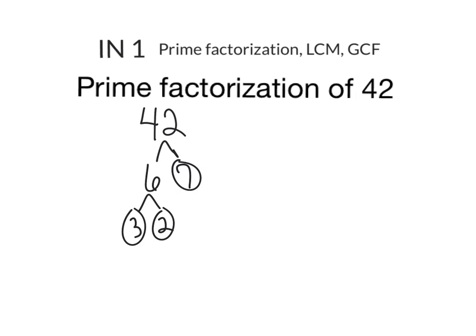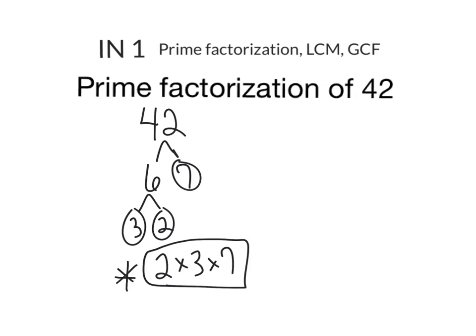Both of those are prime, and the 7 was prime. Now we've done a factor tree, but we've not written our prime factorization yet. So for our prime factorization, we've got to write out the prime factors we found: 2 times 3 times 7. If you put it in a different order, it's not wrong. It's just usually they start with the lowest factors and work their way up from there. So this would be our prime factorization.